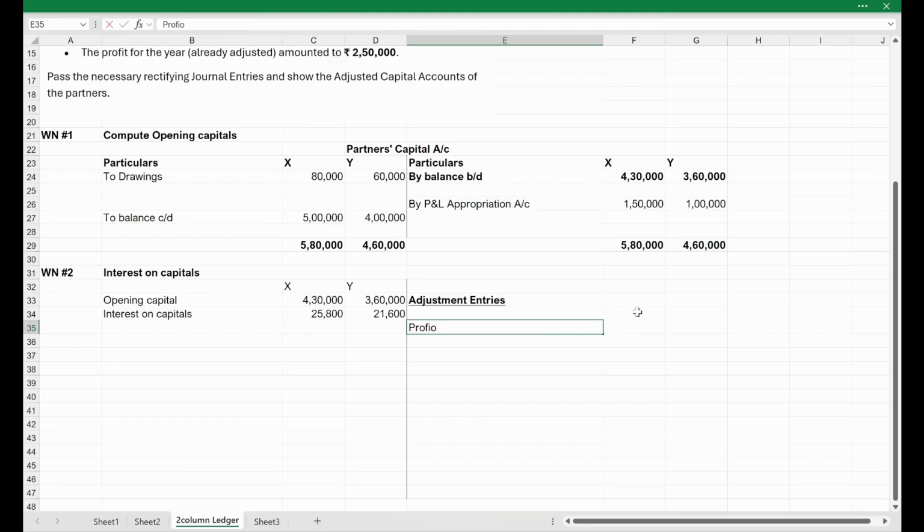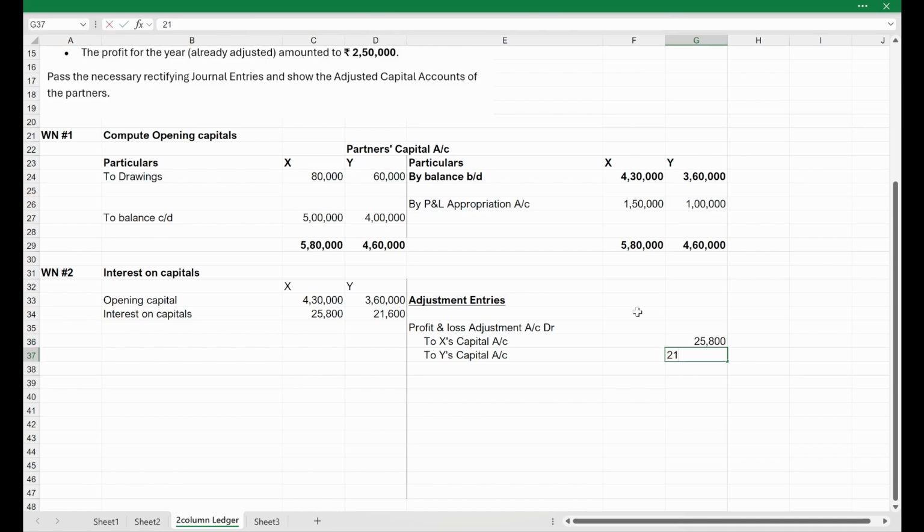So profit and loss adjustment account, I'm distributing an expense and giving it to the partners, so I will debit P&L adjustment here to X's capital account and Y's capital account.